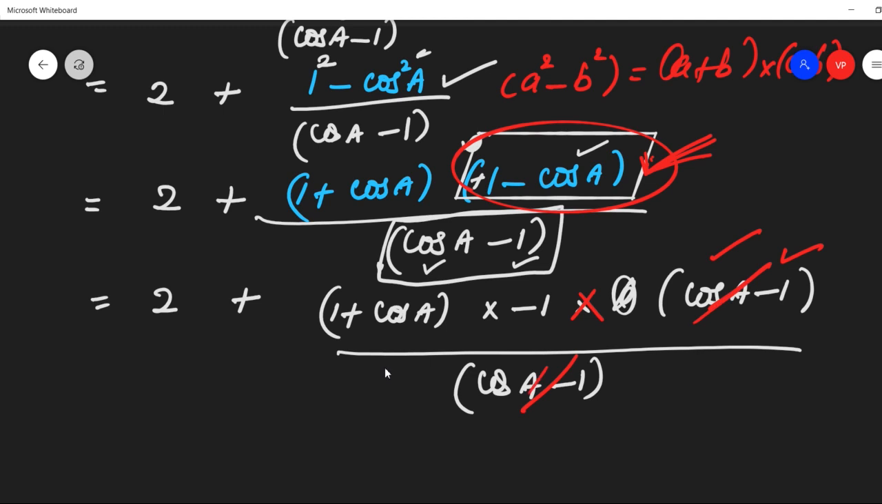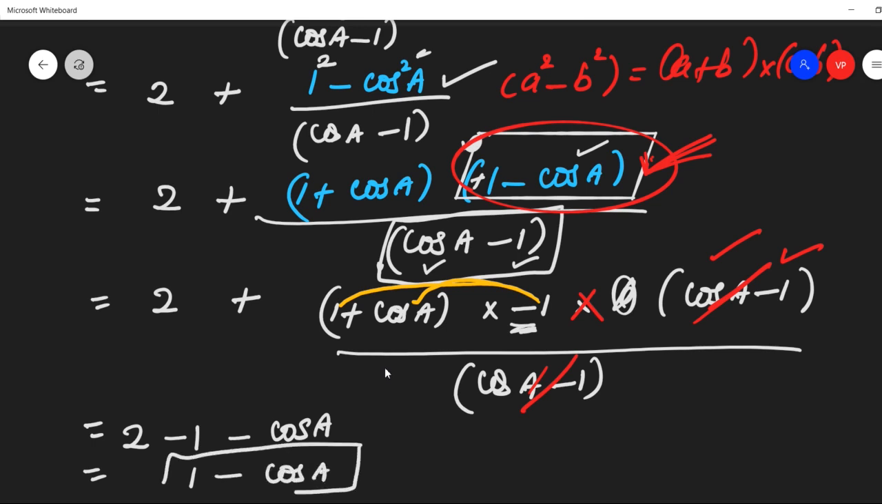This one is cancelled. So what is left? 2 plus, we have minus 1. Note this minus 1. Now you can multiply, students. How will you multiply? Minus 1 into 1 and minus 1 into cos. So directly you can write minus 1 into 1, that is minus 1, and minus cos. So 2 minus 1, that is 1 minus cos.